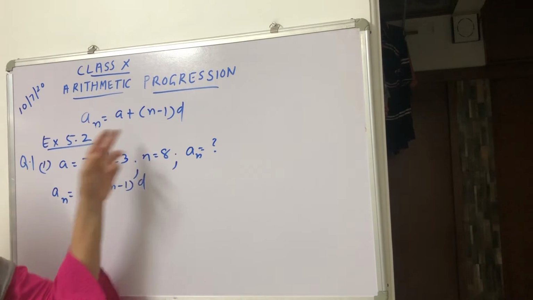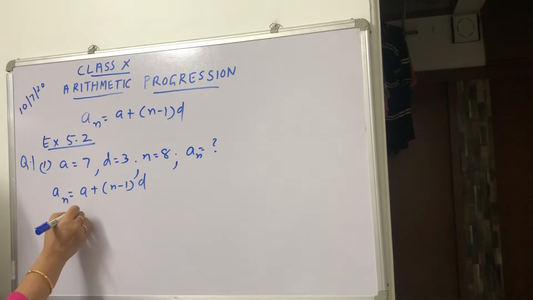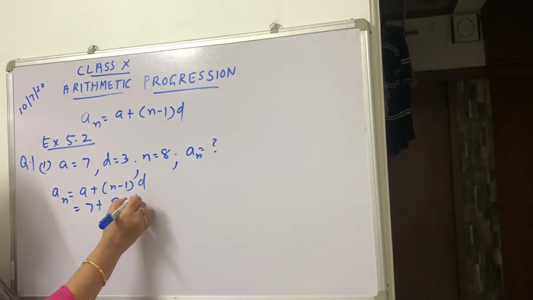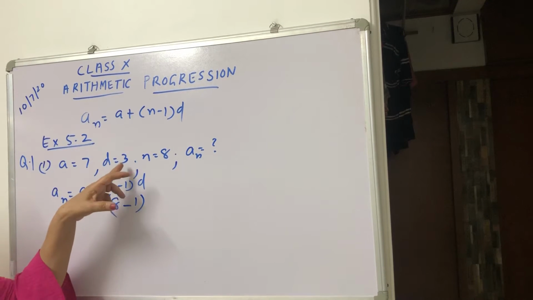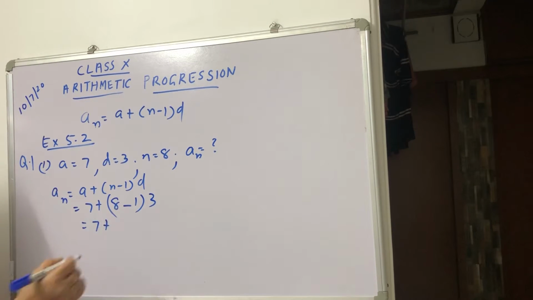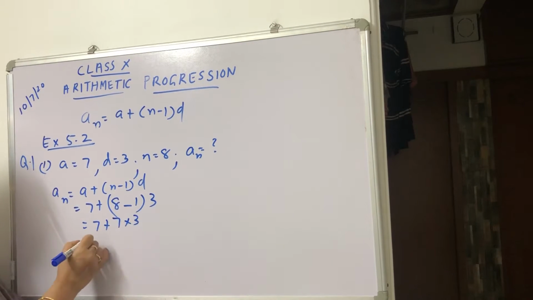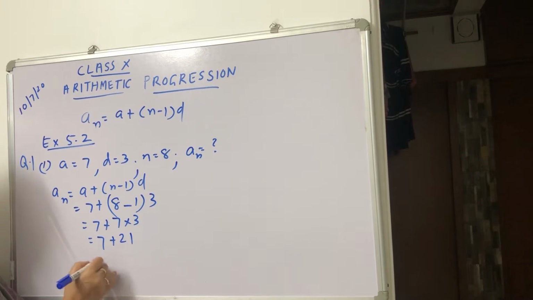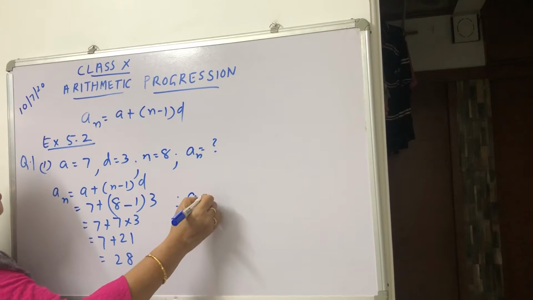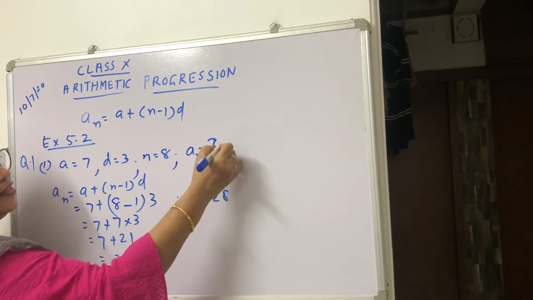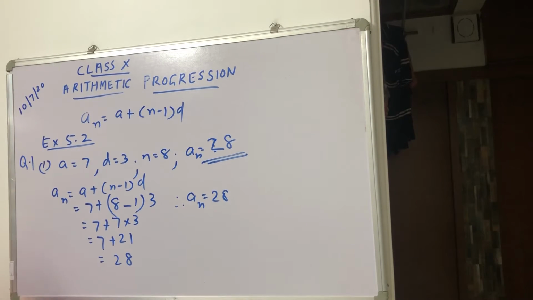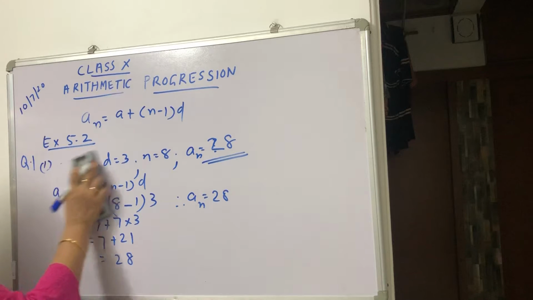Substitute all the values given here. a is 7, n is 8, 8 minus 1, d is 3, into 3. So it is 7 plus 7 into 3, 7 plus 21 is 28. Therefore, the value of a_n is 28. Now the second one.